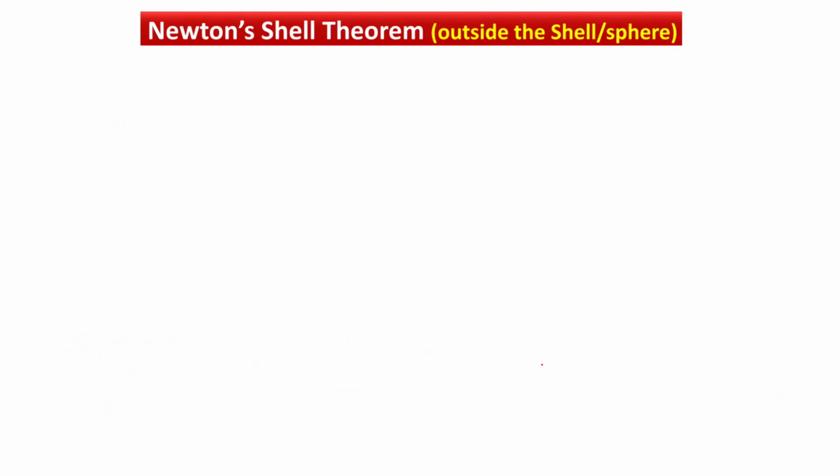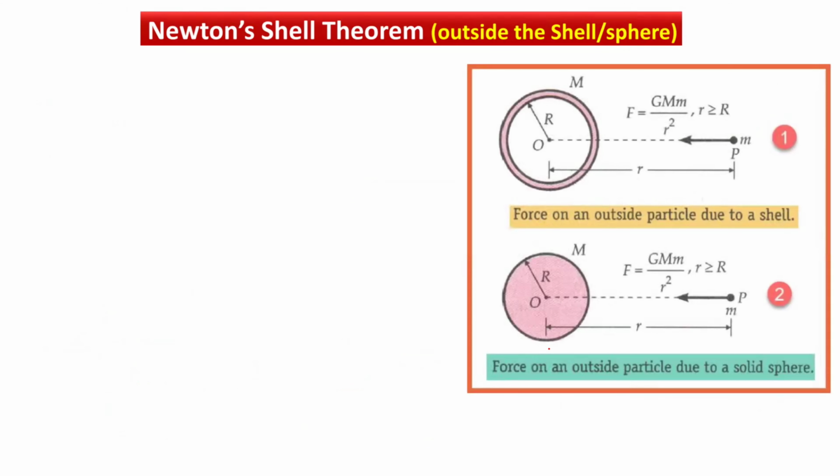Now, the next topic is Newton's Shell Theorem. There are two different cases. One is outside and another is inside. So first, let us discuss outside. In this diagram, you can see there are two diagrams. One is for a shell, and another is a solid sphere. Now, a particle lying outside means r is greater than or equal to R, where R is the radius of this shell or the solid sphere.